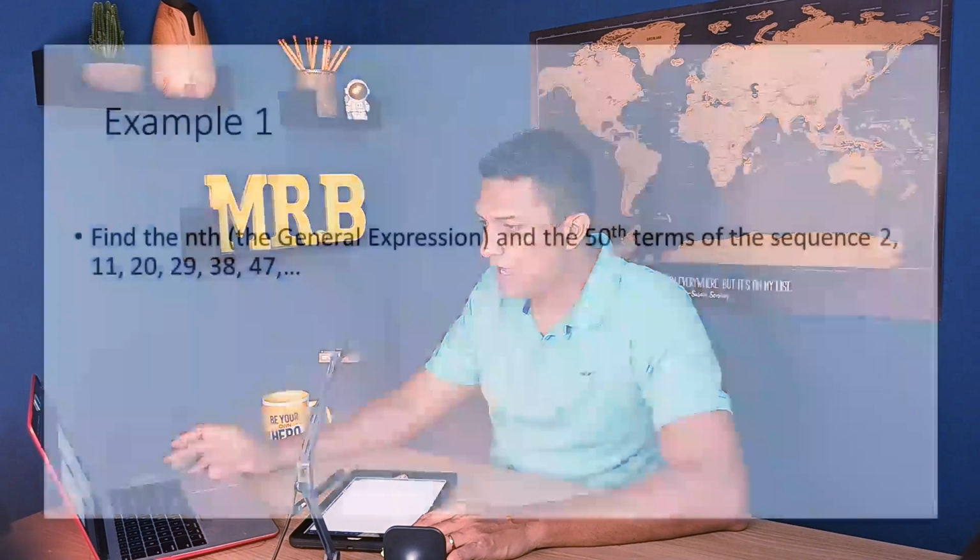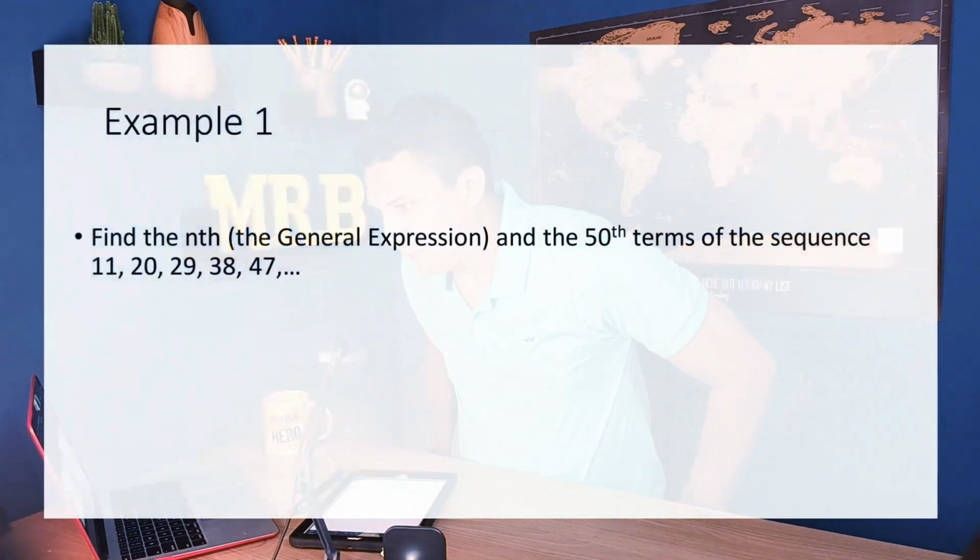So let's go to the first example. The first example says, find the nth term, okay? And remember that the nth term is just writing the formula in terms of n, okay? And they are giving us there the sequence of the first 1, 2, 3, 4, 5 terms, okay?